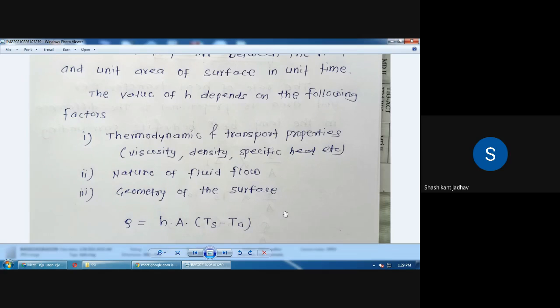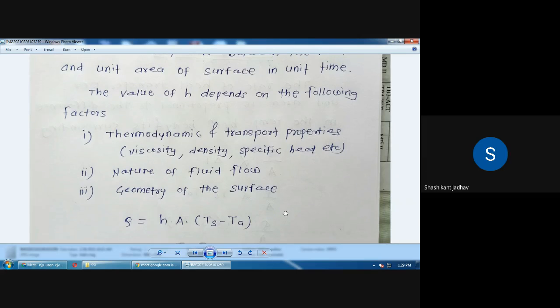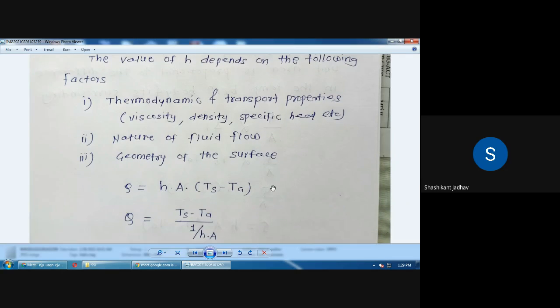So how to write this equation in the form of electrical analogy? Q is equal to Ts minus Ta divided by the remaining factor. In this case HA is the remaining factor, so we have to take that factor in the denominator. It is at the numerator now; when we take it to the denominator, it goes to the denominator of the denominator. So Q is equal to Ts minus Ta divided by 1 upon HA.